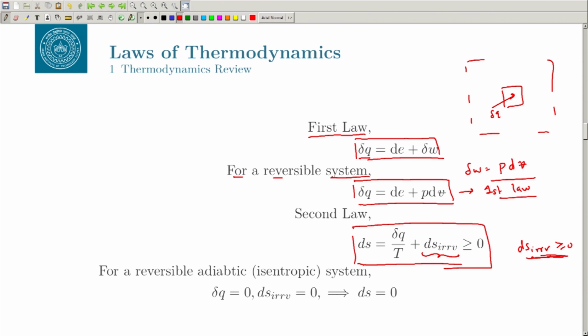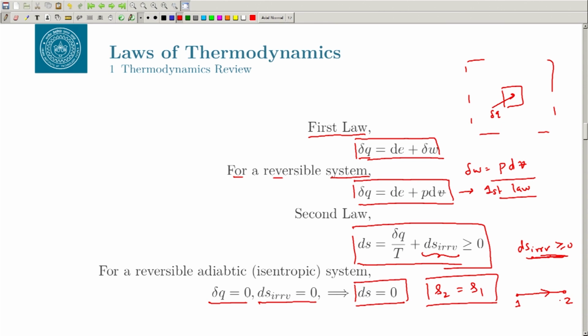So, if we are talking about an adiabatic reversible system, if the system is adiabatic, then delta Q equals 0. If the system is reversible, then dS irreversible equals 0, okay, and in that case your dS equals 0. That means you can say that my entropy remains constant, S2 equals S1 for any reversible adiabatic process from 1 to 2. There will not be any change in entropy. So, that is what the second law says about the isentropic system.